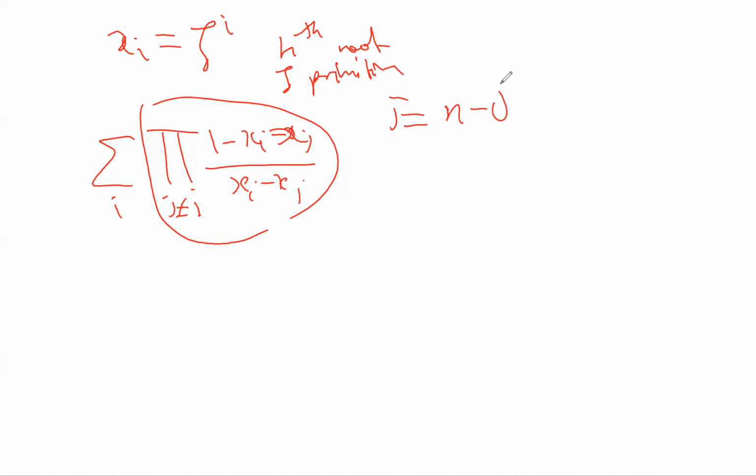So sometimes j equals n minus i, unless n minus i equals i, which makes n even, or possibly i is equal to n, in which case there's no zero there, so i equals n.